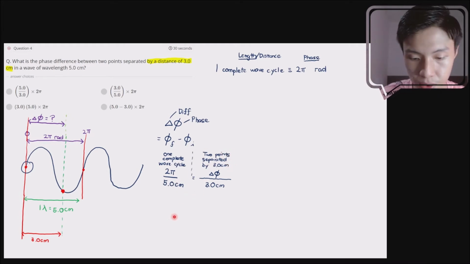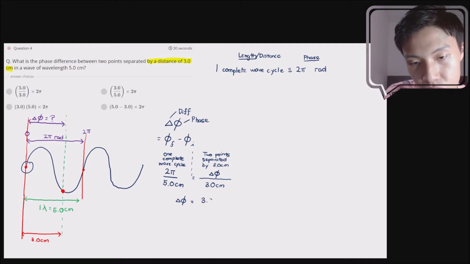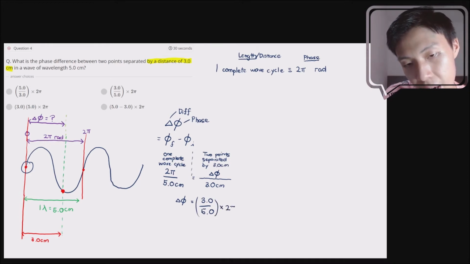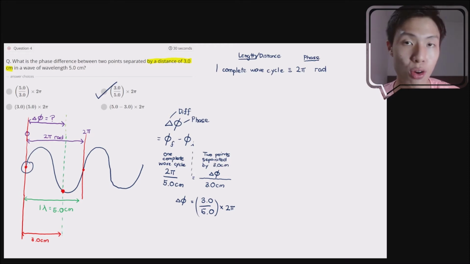So now if you reshuffle your equation, putting delta phi, the phase difference, on the left hand side, what you get is just 3 divided by 5 times 2 pi. Okay, so from here we know that our answer is this one. 3 divided by 5 times 2 pi will be the phase difference between these 2 points over here.